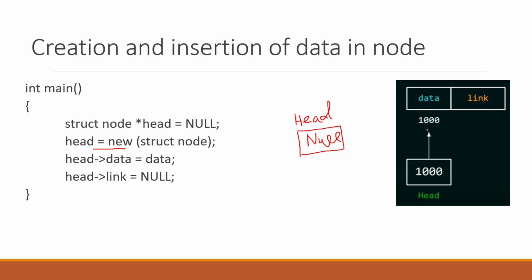Head data is equals to data. Here we can insert our data. Data can be of any value or any name according to our specified data type. Here we assign head link is equals to null because this is our first node. That's why we assign link null, because there is no other node after this node in this current situation. Our first node is created.